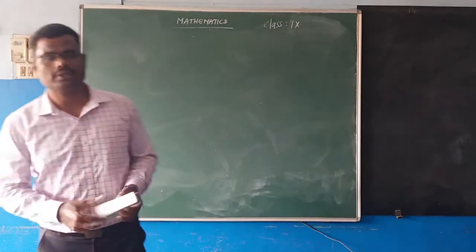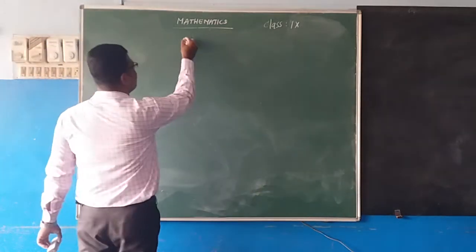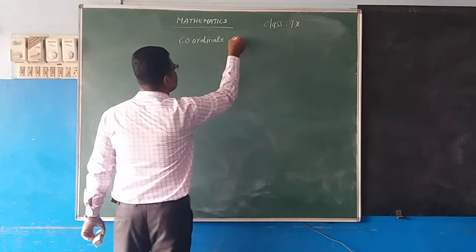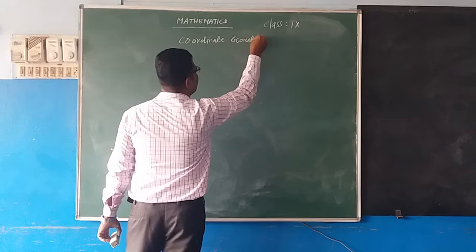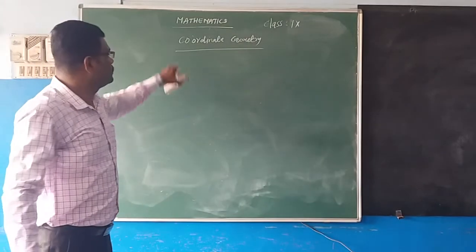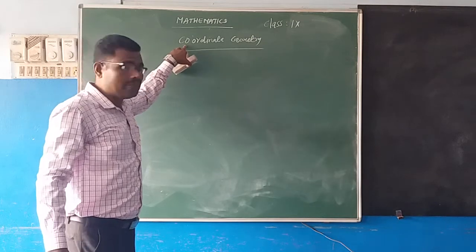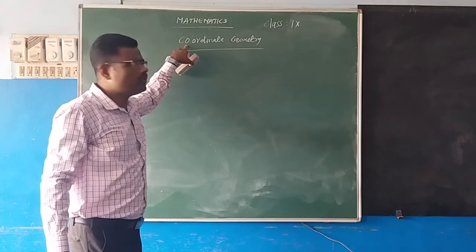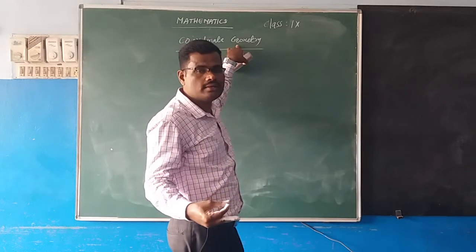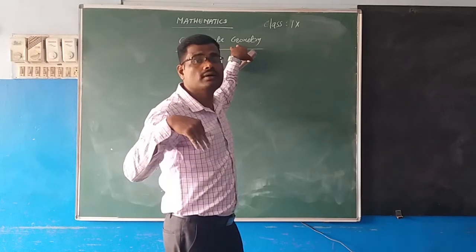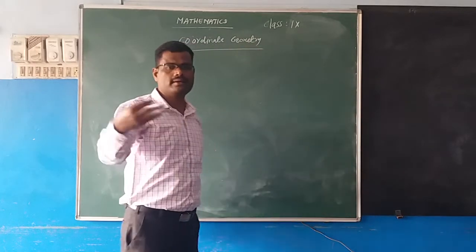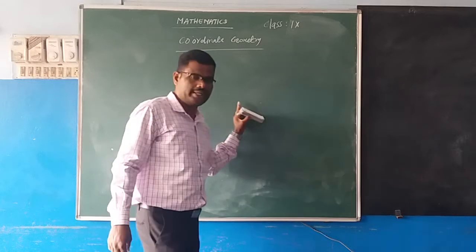Let's see the chapter coordinate geometry. Yesterday I think you have taken the notes. What do you mean by geometry? Geometry means geo or metry, which means measurement. Measurement of earth is called geometry.